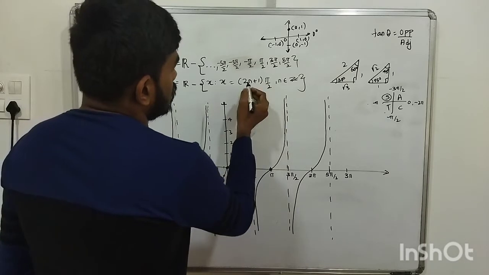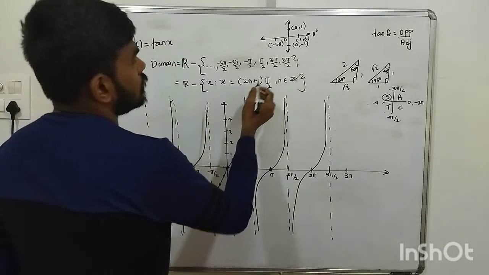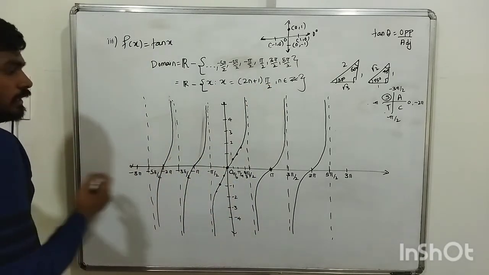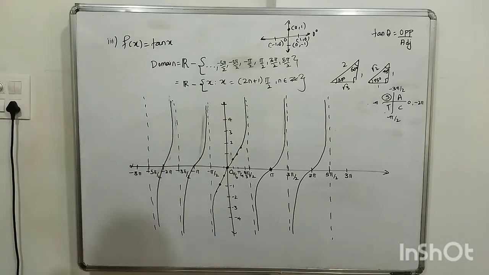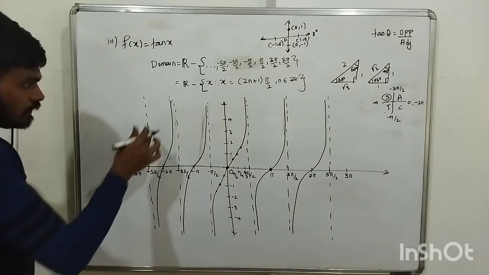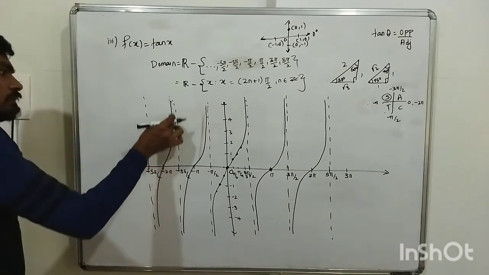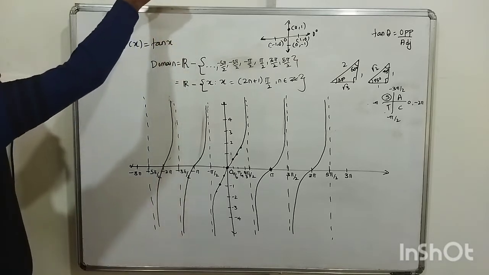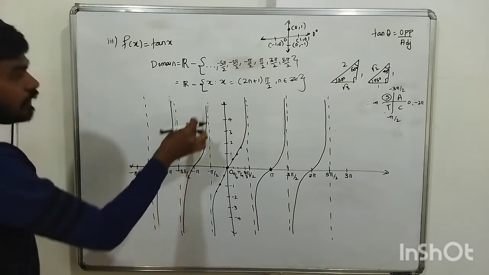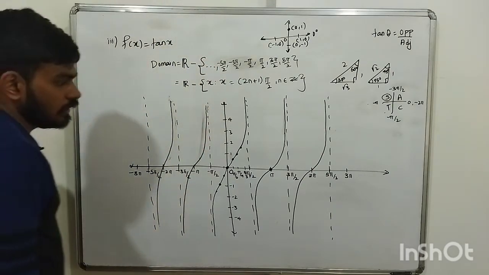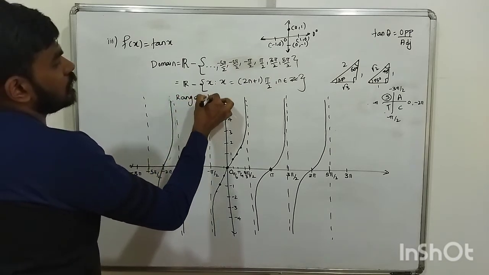Similarly, if you take minus 1, 2 into minus 1 is minus 2 plus 1, which is minus 1, so minus pi by 2, correct? So we generalized and wrote it like this. Similarly, what will be the range of this? For range we look at the y-axis. See this graph in the y-axis, it can go anywhere, it can extend to any amount. That's why the range is the set of all real numbers.